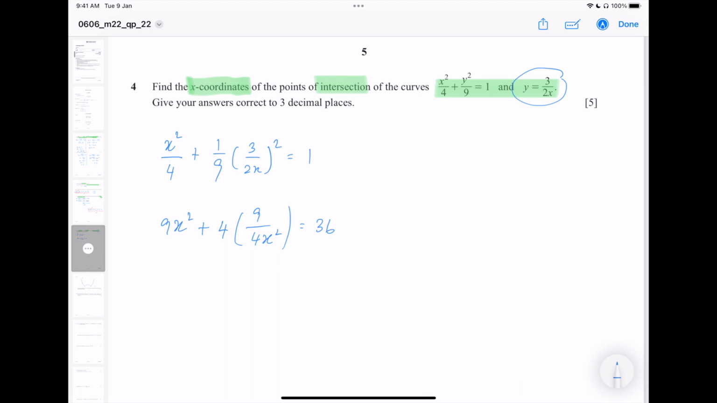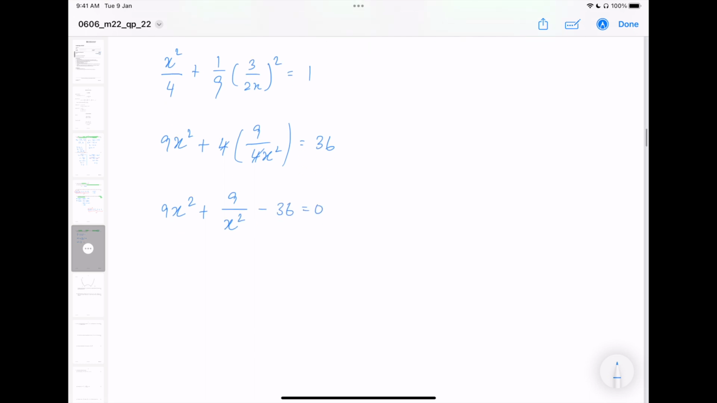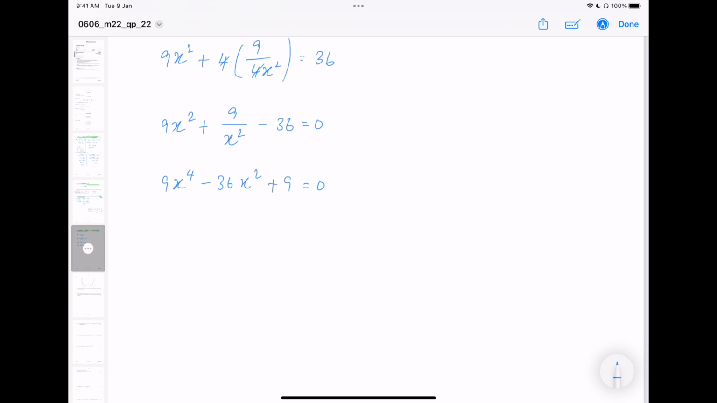I hope you see where I'm going with this, because now it's starting to be a quadratic problem. Okay? Right. When you simplify, you will have 9x squared plus 9 over x squared minus 36 equals 0. You can multiply everything by x squared, so that's going to be 9x to the power of 4 minus 36x squared plus 9 equals 0. Let's simplify it a little bit. You're going to get x to the power of 4 minus 4x squared plus 1 equals 0.